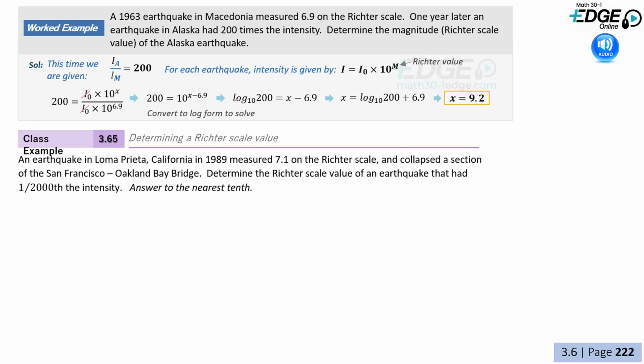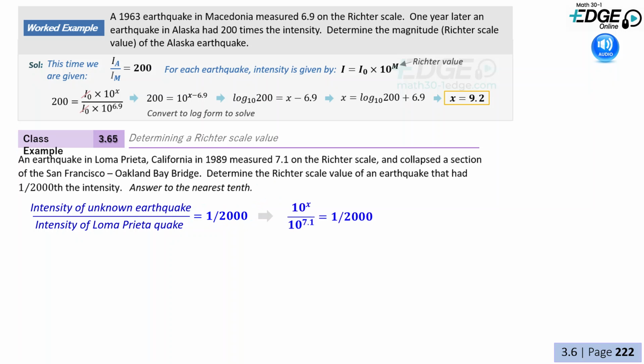Now let's take a look at class example 3.65. An earthquake in Loma Prieta, California in 1989 measured 7.1 on the Richter scale and collapsed a section of the San Francisco-Oakland Bay Bridge. Determine the Richter scale value of an earthquake that had 1/2000th the intensity. So we are going to want to put our smaller number, the intensity of the unknown earthquake, over the intensity of the Loma Prieta earthquake, which makes sense because I have a small number over a large number. That's what's going to give us this 1/2000.